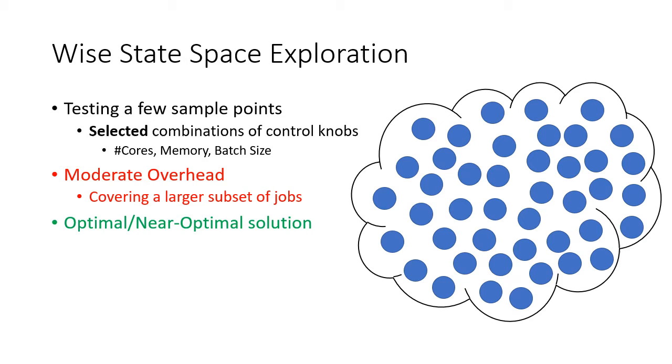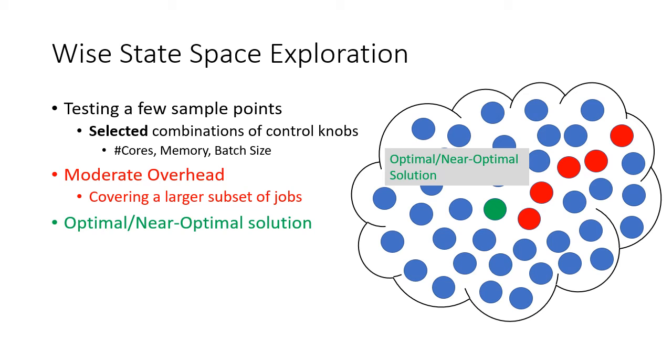One alternative is to test a subset of all the configurations, which we call sample points, and find the solution based on them. The overhead of this approach is remarkably less than exhaustive search, and hence it can be applied to a wider range of jobs. However, in this approach, finding the optimal solution is not guaranteed, and we may end up with a near optimal solution.